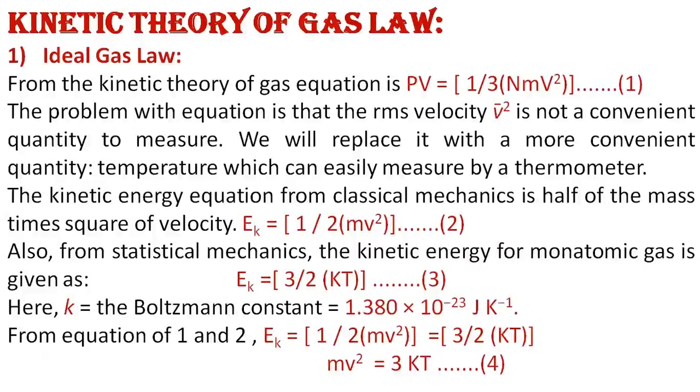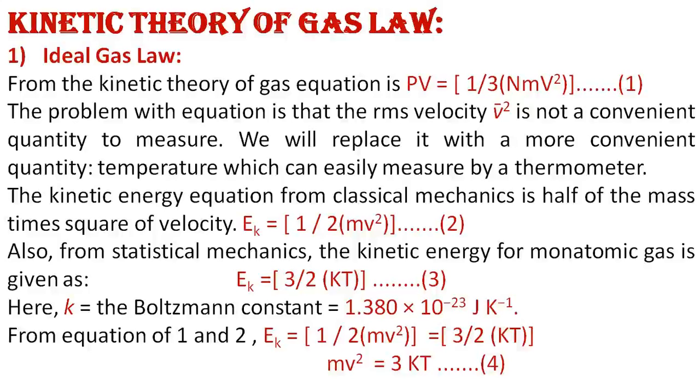Now the next concept is the kinetic theory and the gas laws, starting with the ideal gas. From the kinetic theory of gas equation, we know PV is equal to 1 by 3 N mv square. The problem with this equation is that the RMS velocity is not a convenient quantity to measure. We will replace it with a more convenient quantity, temperature, which can easily be measured by a thermometer.